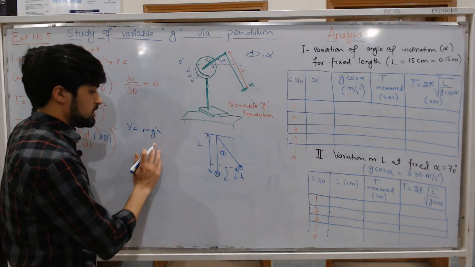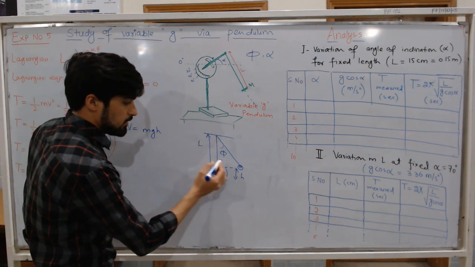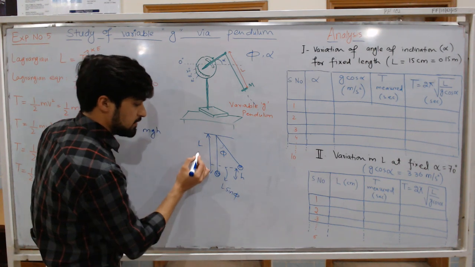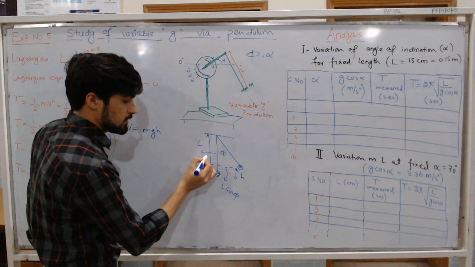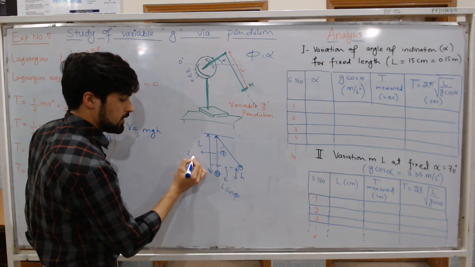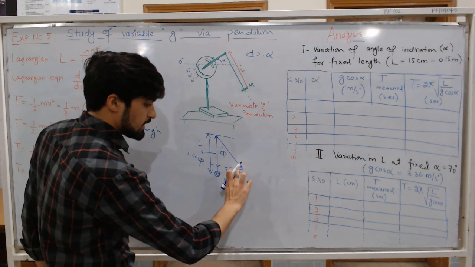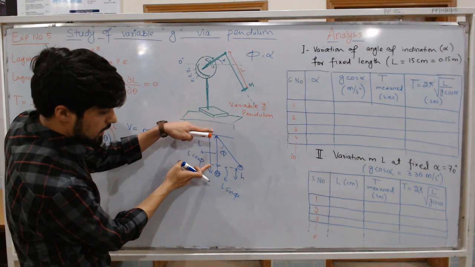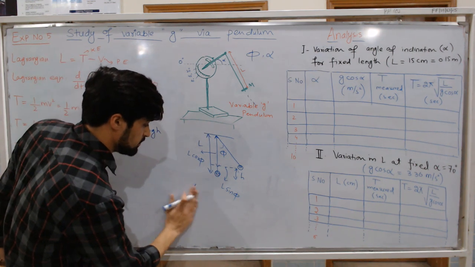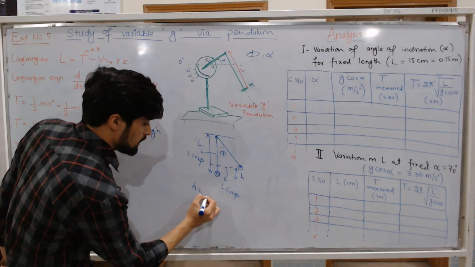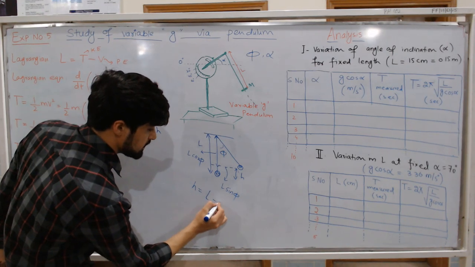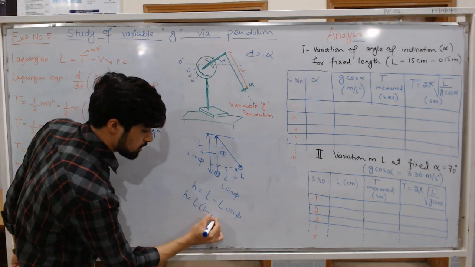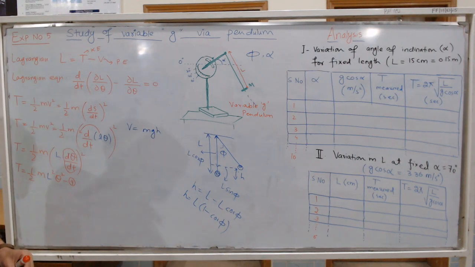Now, keep in mind that this h can be calculated from L, and this component from here to here is L cos of phi. So actually this h is equal to L minus L cos of phi. We have already derived this equation. h is equal to L minus L cos of phi, so h is equal to L into 1 minus cos of phi.